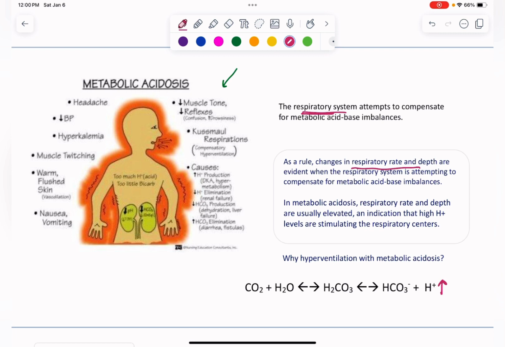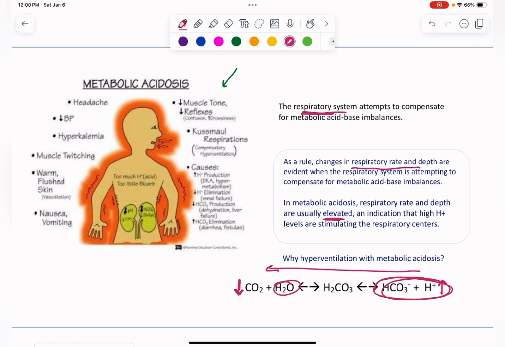Well, respiratory rate and depth during metabolic acidosis are going to be intentionally elevated. And by doing so, we're getting rid of CO2 from the body at a higher rate, which means the levels of CO2 in the body go down. That's going to shift the equation to the left. Free hydrogen is going to be bound up with bicarbonate, and it's going to be converted to water. And that's going to help bring the pH, sorry, bring the pH back up to where it needs to be.